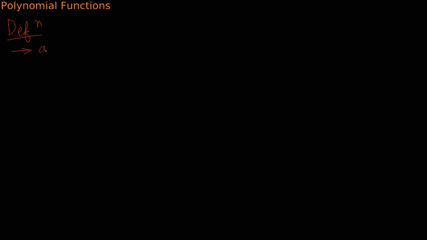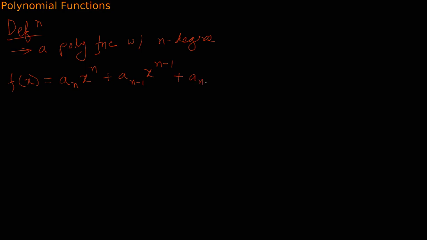with n degree. So a polynomial function with n degree I can write down as f of x equals a n x power n plus a n minus 1 x power n minus 1 plus a n minus 2 x power n minus 2 plus, and there are lots of other terms, plus a2 x power 2 plus a1 x power 1 plus a naught.